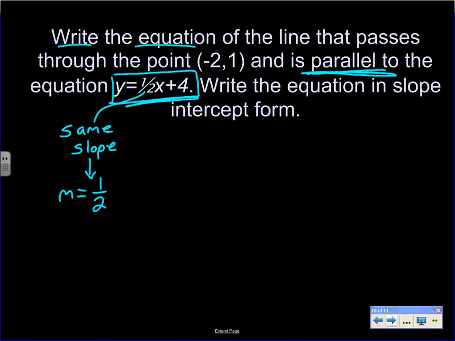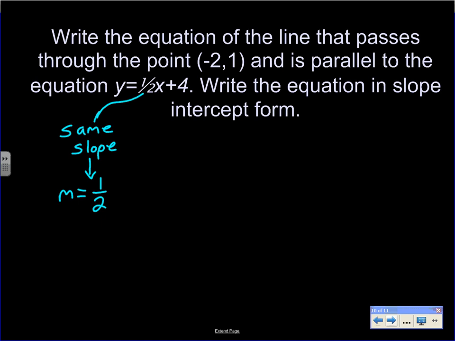Now, a lot of people think that y-intercept there of +4, that we're going to use that. We're not going to use that in this situation because the only thing we're worried about for parallel lines is that they have the same slope. And so that's what we need to worry about. All right, so it's got to have a slope of 1/2.